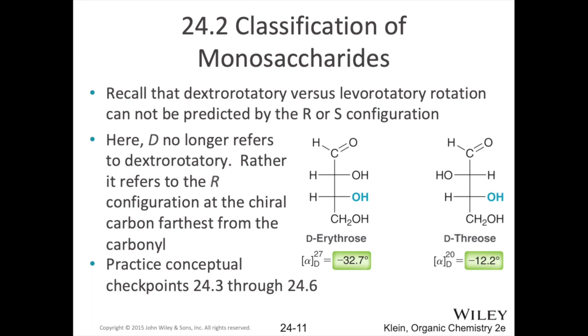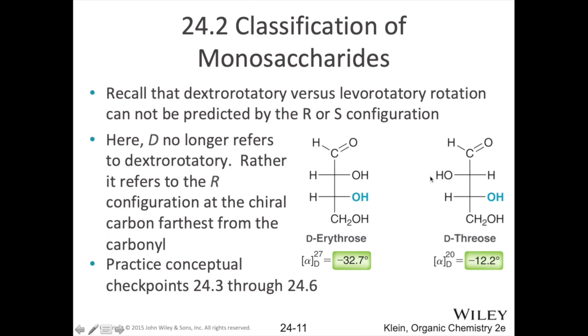D here just refers to that sugar's configuration, kind of like how we refer to R and S, except we use R and S for individual chiral centers. Here we use D and L for effectively the entire structure, but it's determined from that bottom carbon, that bottom chiral carbon.